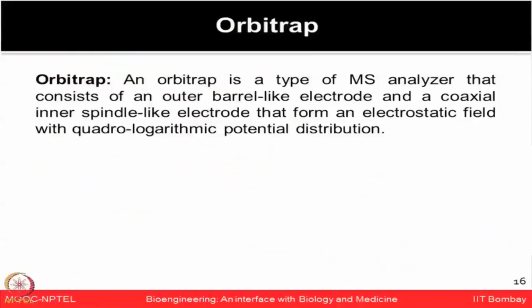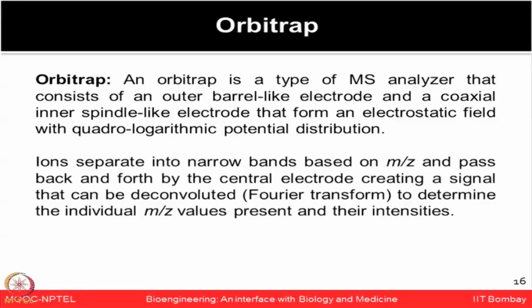A new technology which has come forward is Orbitrap technology. Orbitrap is a type of mass analyzer that consists of an outer barrel-like electrode and a coaxial inner spindle-like electrode that form an electrostatic field with quadro-logarithmic potential distribution. These ions then separate into narrow bands based on the mass to charge ratio and then they pass back and forth by the central electrode, which creates a signal that can be deconvoluted to determine the individual mass to charge values which could be present, and their intensities can be monitored.